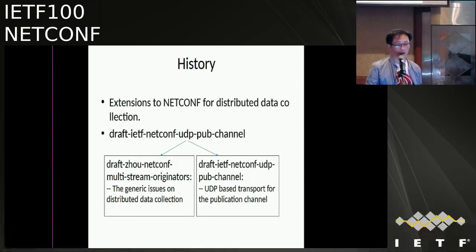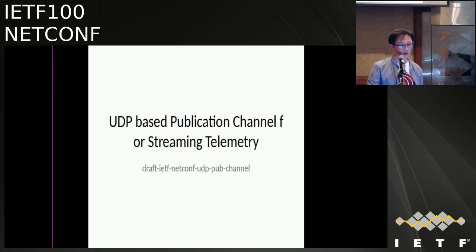As we discussed in the design team meeting, we think it should be split into two drafts. One keeps the UDP publication channel. The other is for multi-stream originators. The first is the UDP-based publication channel for streaming telemetry.